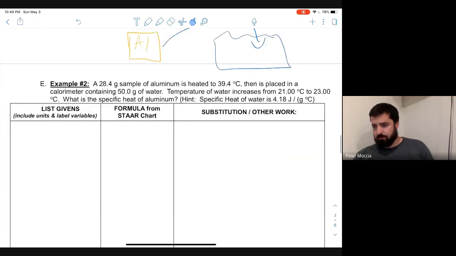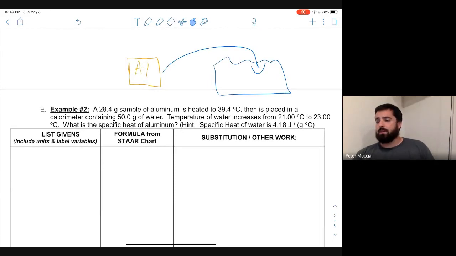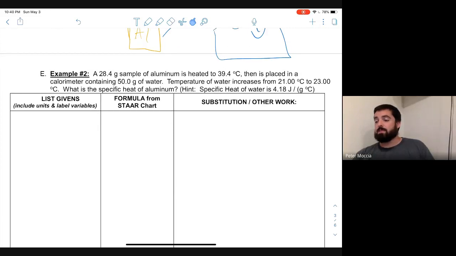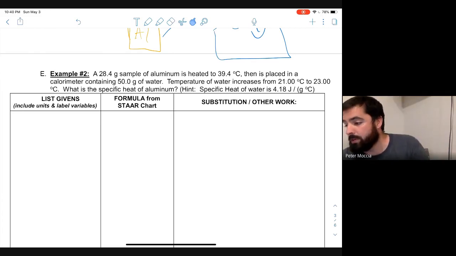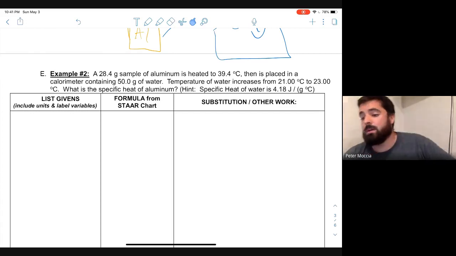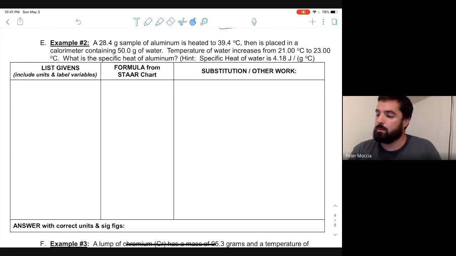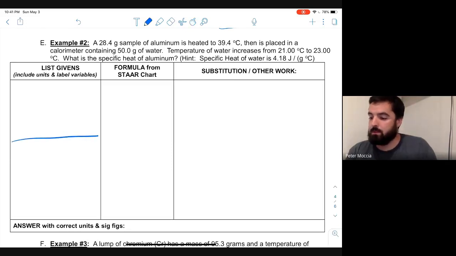Now, in this one, we're going to try and find the specific heat of aluminum. It says a 28.4 gram sample of aluminum is heated to 39.4 degrees Celsius, then is placed in a calorimeter containing 50 grams of water. Temperature of water increases from 21 degrees Celsius to 23 degrees Celsius. What's the specific heat of aluminum? In this case, we want to separate this. We want to talk about aluminum and we want to talk about water.